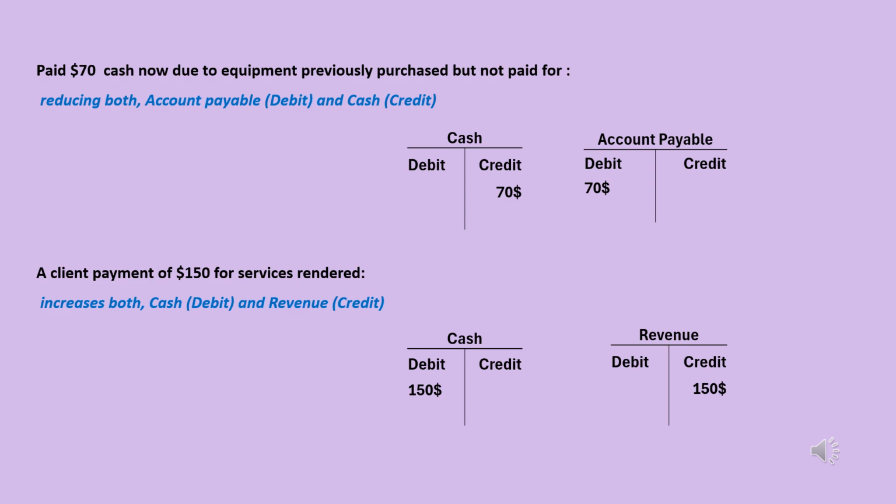A client payment of $150 for services rendered. Which accounts are affected? Cash and revenue. Did accounts go up or down? Increases both. Cash is an asset. Asset natural state is debit. Increase in debit side. Revenue's natural state is credit. Increase in credit side.